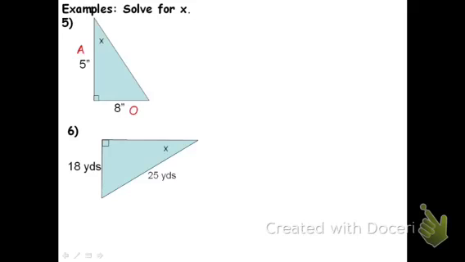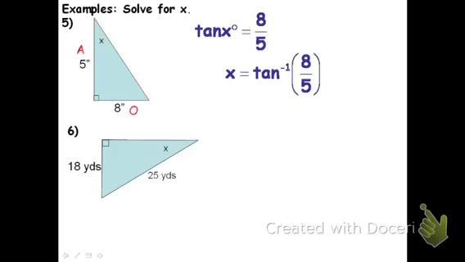Now I couldn't use Pythagorean theorem because I'm not finding the side, I'm finding the angle. So in this case, tangent of x equals the opposite, which is 8, over the adjacent 5. So it'll look like this. If I want to solve for x, I'm going to use inverse tangent. So I'll say x equals the inverse tangent of 8/5.